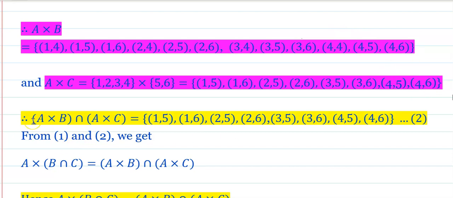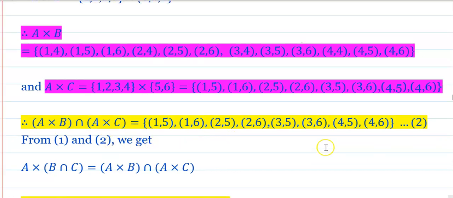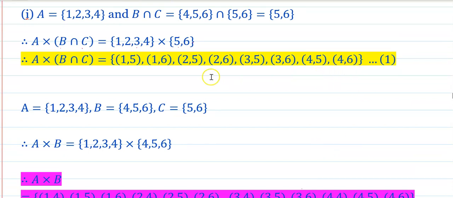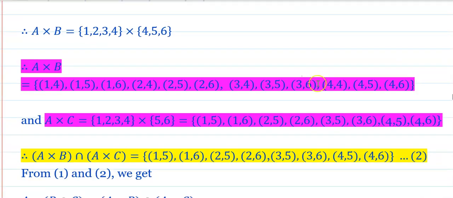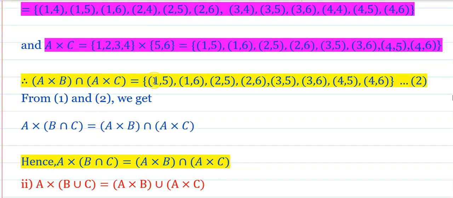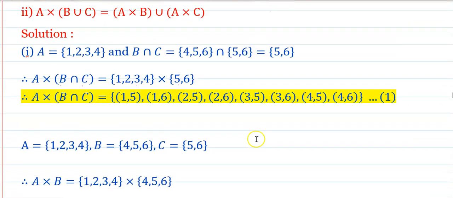And in this way, we have the A cross B intersection A cross C. Okay, and this is the number 2, and this is number 1. And therefore, from 1 and 2, see this here, number of the elements: 1, 2, 3, 4, 5, 6, 7, 8. Okay, and how many are there? 1, 2, 3, 4, 5, 6, 7, 8. Their numbers are same and the elements are also same.